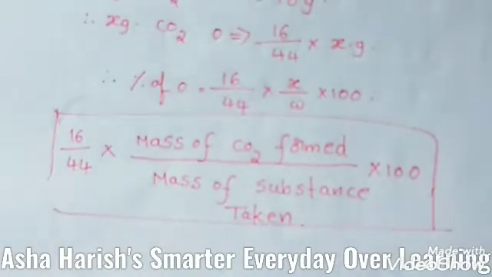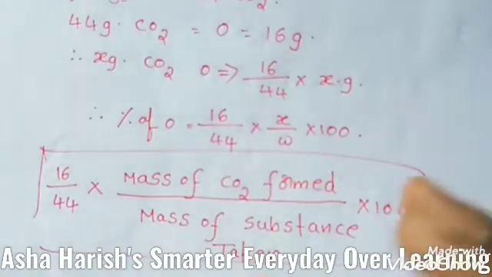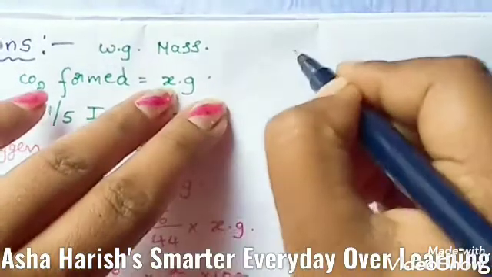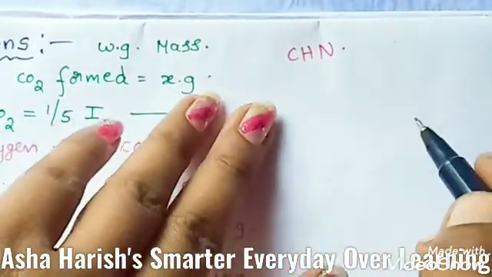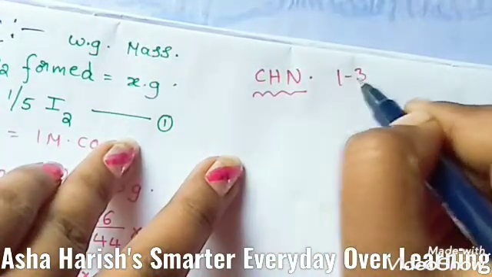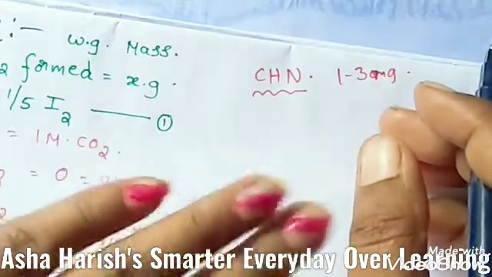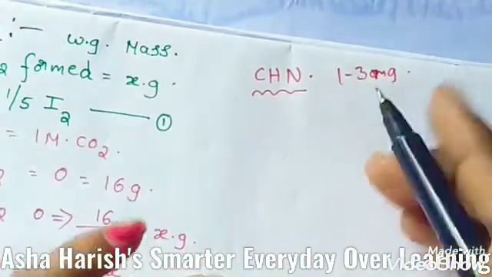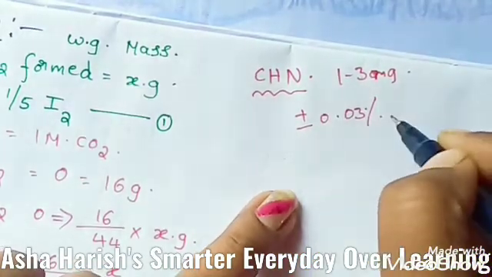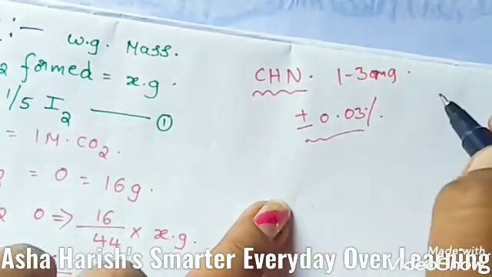Okay students, these days the elements carbon, hydrogen and nitrogen present in the organic compound are determined by an analyzer called the CHN elemental analyzer. This analyzer requires 1 to 3 milligrams of the compound and displays the values on a screen within a few minutes. These results are generally accurate within plus or minus 0.03% of error. A detailed discussion we will see in our next session.